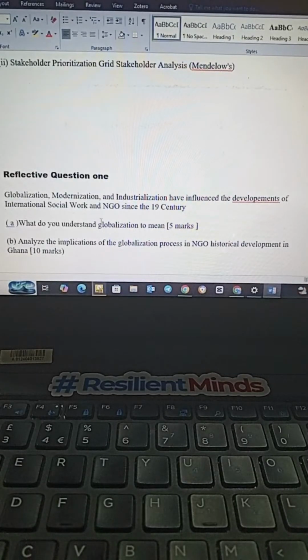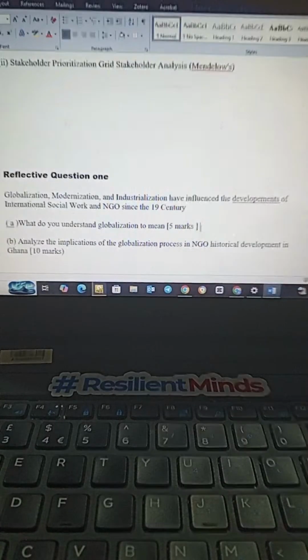Here too, the reflective questions, the optional questions, are all 15 marks. The composite ones are 20. And the optional ones are 15 marks. So always, question number one will be 5 marks. I intentionally added these marks there, just to guide us.